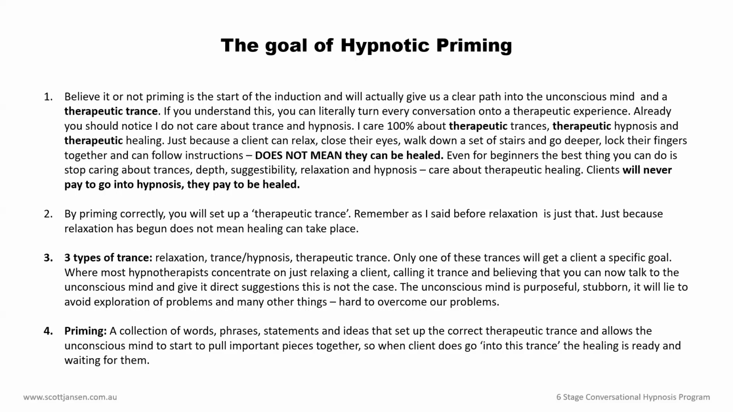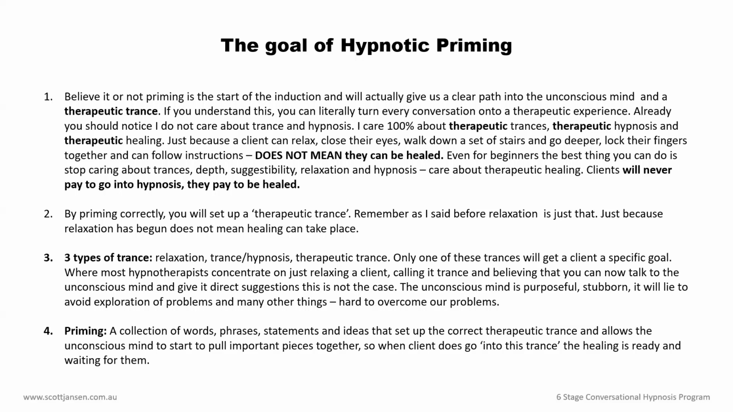It's not a prerequisite. Remember this, guys, part 3, write this down because this will be something you can talk about with other therapists about, but it's also so crucial to have in the back of your mind when you're using these types of tools. There's 3 types of trances: relaxation, trance/hypnosis, and therapeutic trance. Only one of these types of trances will get your client a specific goal or a specific result. Where most hypnotherapists concentrate on just relaxing a client, calling it trance and hypnosis because they're relaxed, and believing that you can now talk to the unconscious mind and give it direct suggestions, this is not the case.